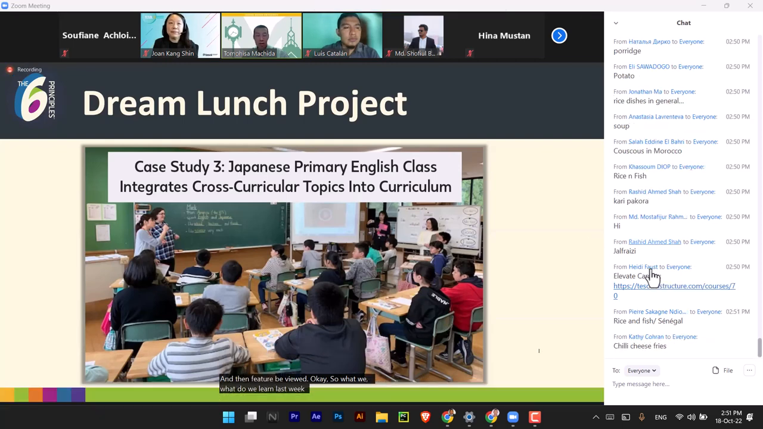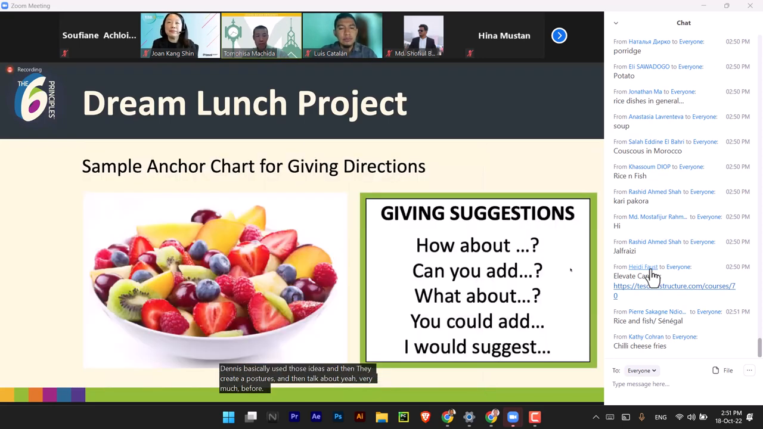And then the teacher reviewed, okay, so what did we learn last week? And then students start to think about it. They start remembering, oh, I learned this vocabulary and this vocabulary. Especially in this case, students learned the expressions I like and I don't like. And students basically use those ideas. And then they create posters and talk about their dream lunch. Before presentations, they practice it.